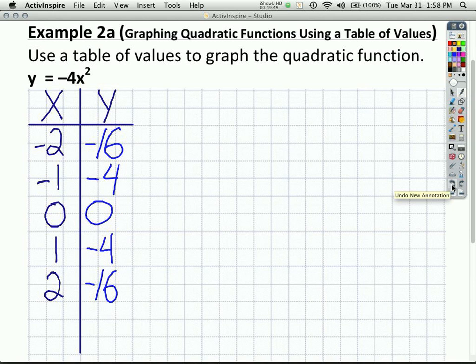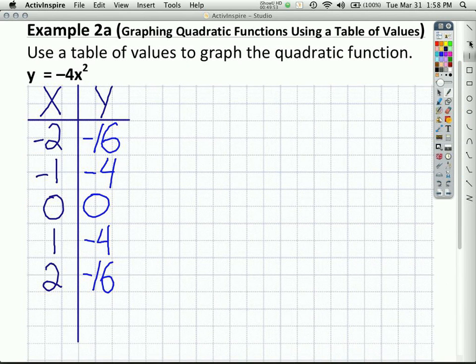Good. Now we need to graph. So, I'm going to draw a grid.